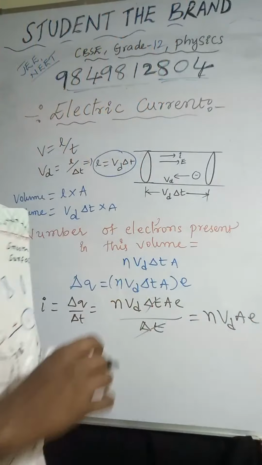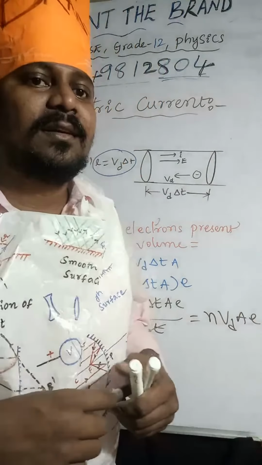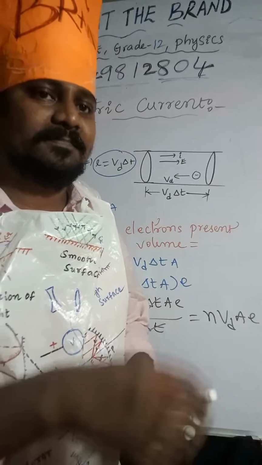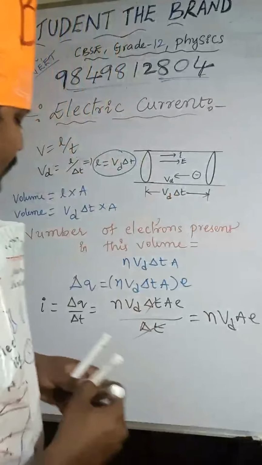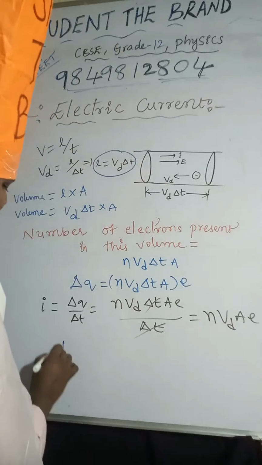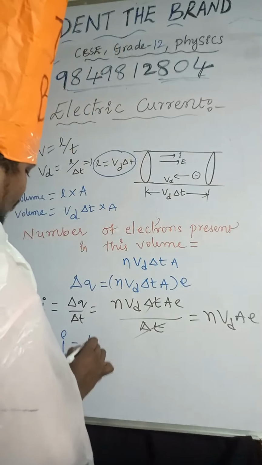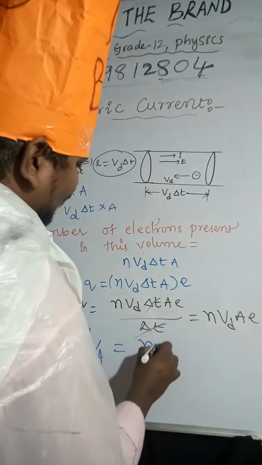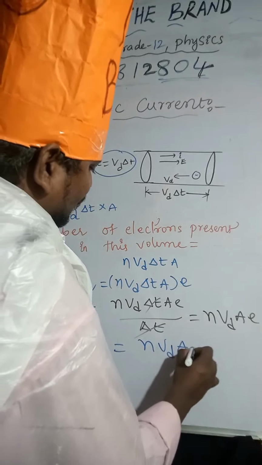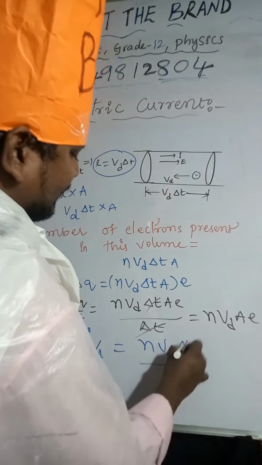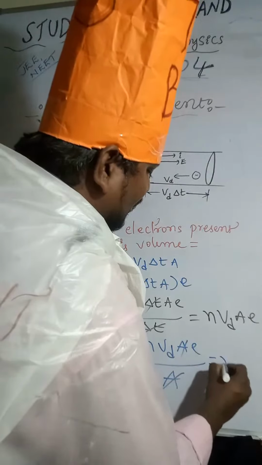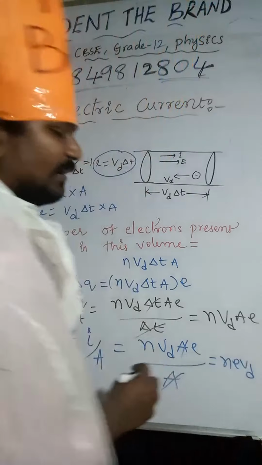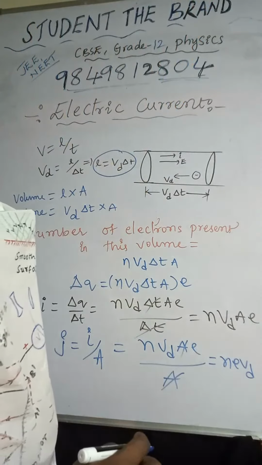Now current density. Current density J equals I by A. So N VD A e by A. A gets cancelled. Then J equals N e VD. So this is the current density formula.